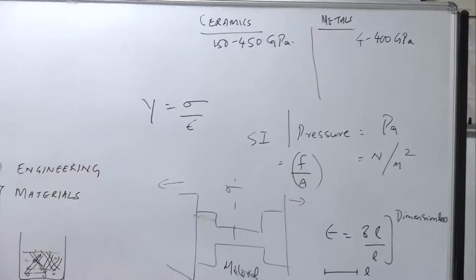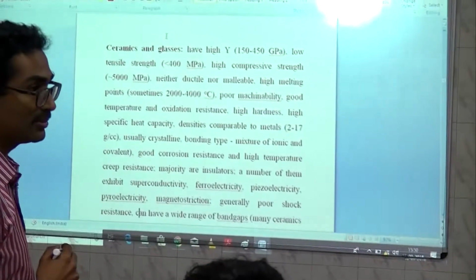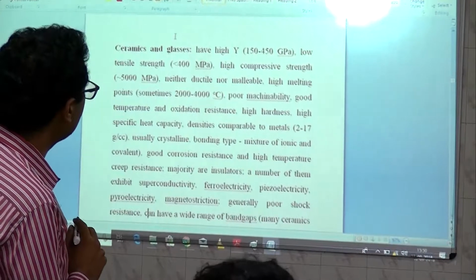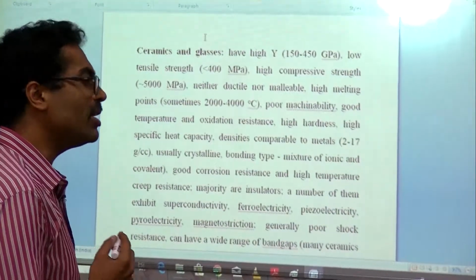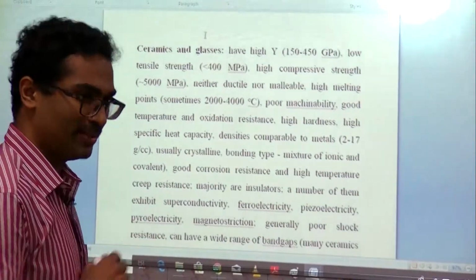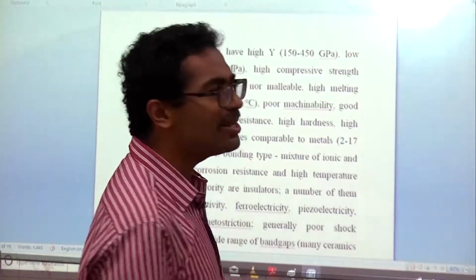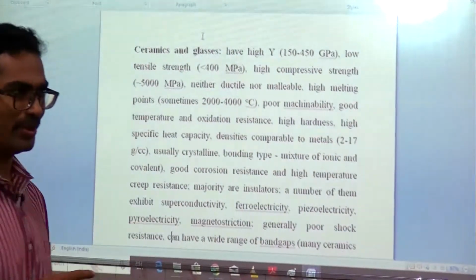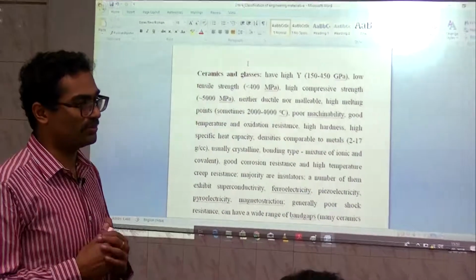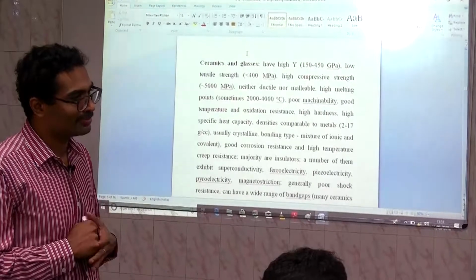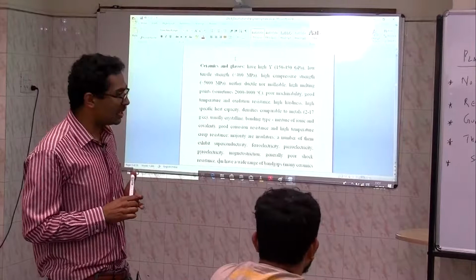But is it under tension or compression? So it has low tensile strength. It has high Y, 150 to 450, but it has low tensile strength. That is funny, isn't it? So how can you say that something has high Y, high Young's modulus, but you say that it has low tensile strength? What strength are they talking about? How can you actually reconcile between these two? So what is the unit of that tensile strength?